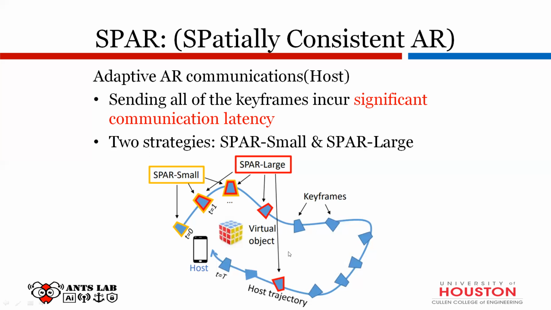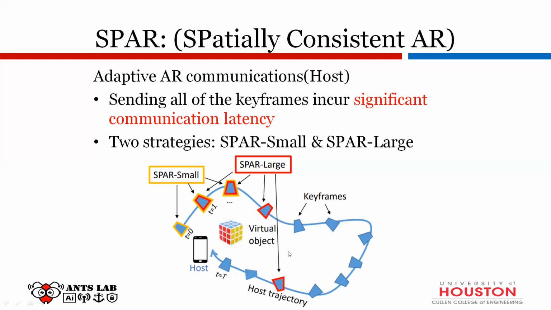Okay. So one explanation is that SPAR small works when the environment is relatively small, because if you send the keyframes that are close to the time when the object is created, then pretty much when you send it, it's not going to change that much.